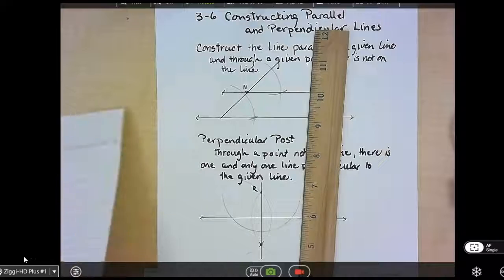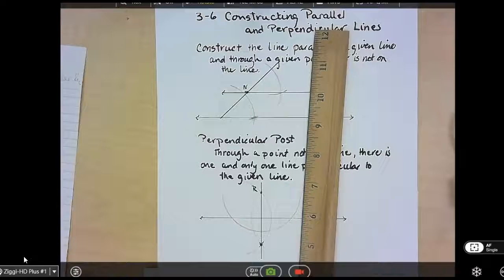And now you get to do the homework and answer questions on constructing parallel and perpendicular lines. And that's it.